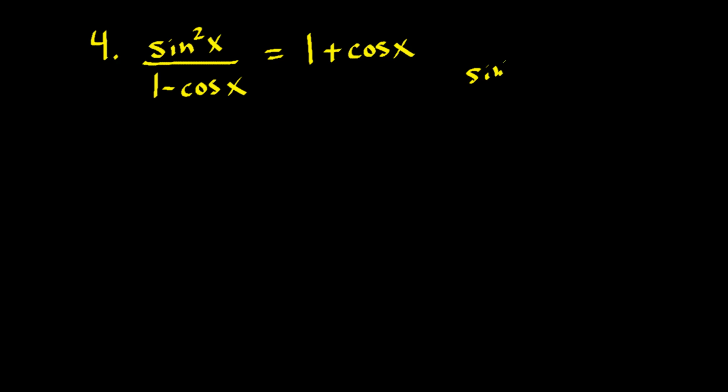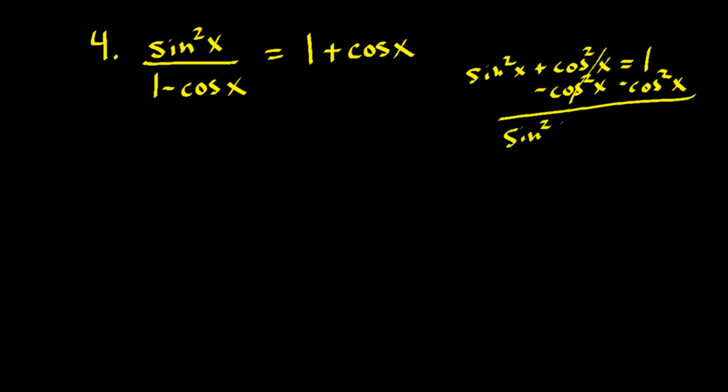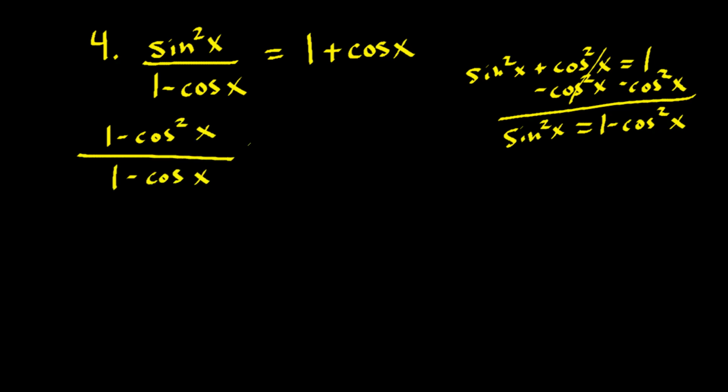Because sine squared x plus cosine squared x equals 1 by the Pythagorean identity, if we subtract cosine squared x from both sides, sine squared x equals 1 minus cosine squared x. So we'll make this substitution for the numerator. 1 minus cosine squared x over 1 minus cosine x equals the right-hand side.